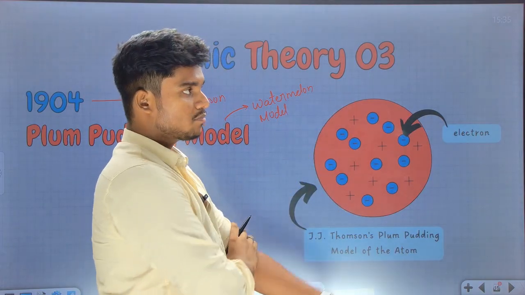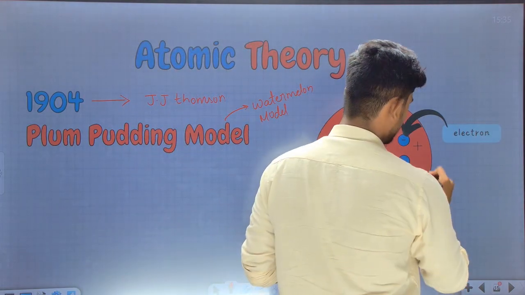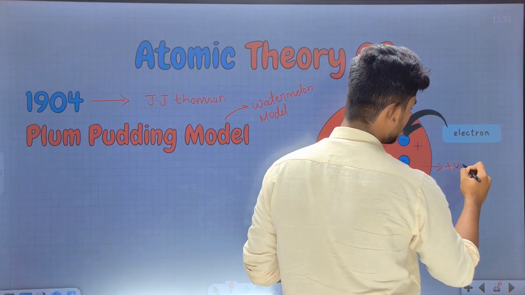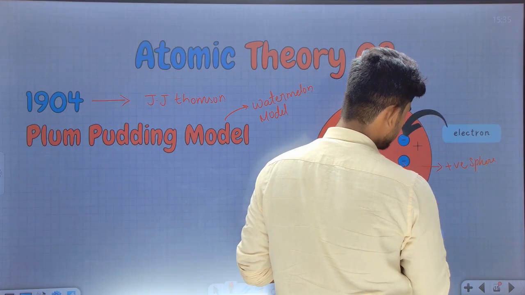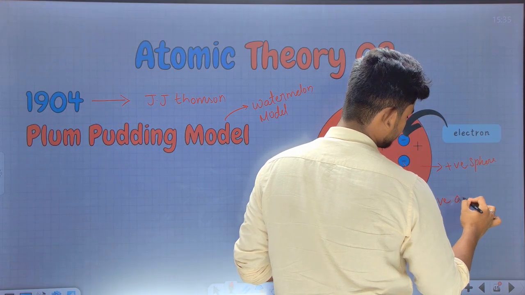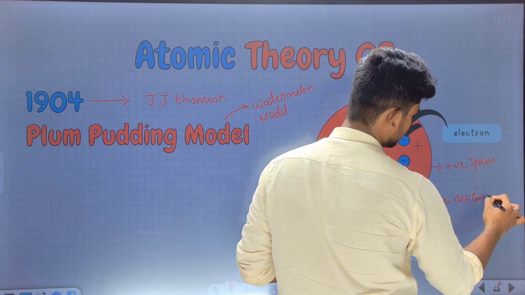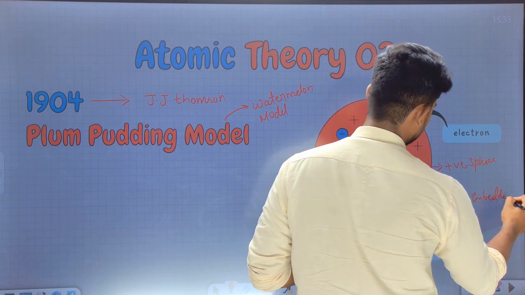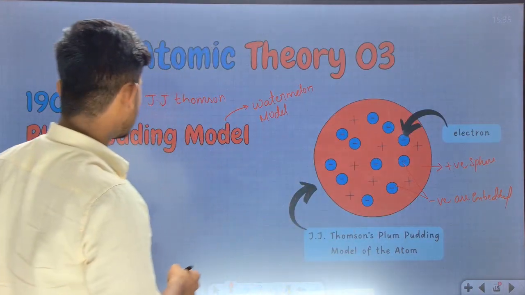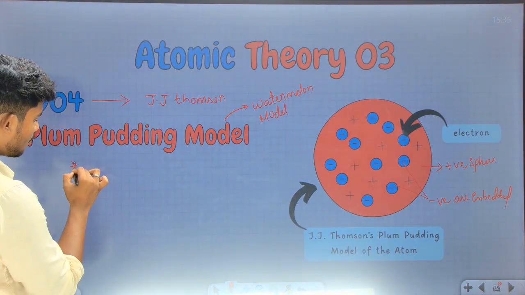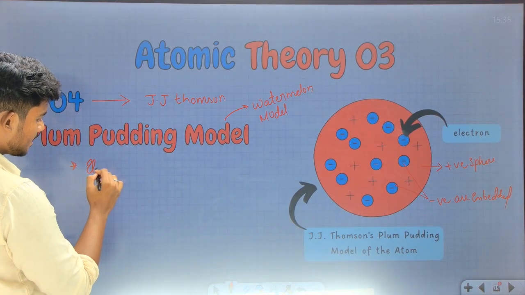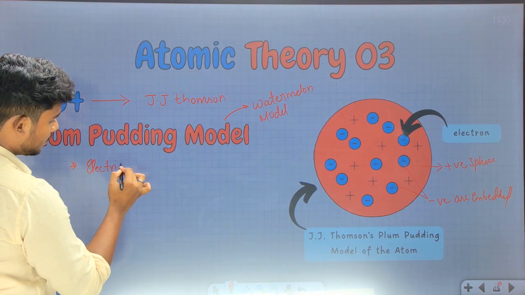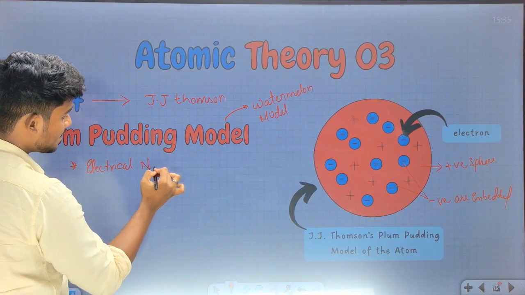So J.J. Thomson considered the atom to be a positive sphere where negative charges are embedded. As per Thomson's atomic model, the beneficial point is that it explains electrical neutrality or stability.